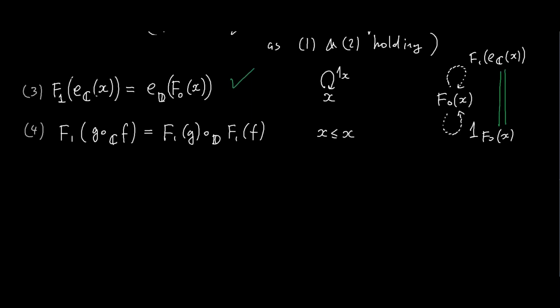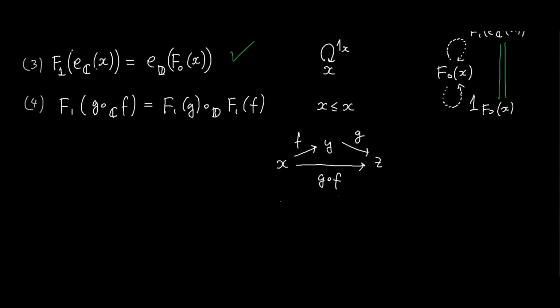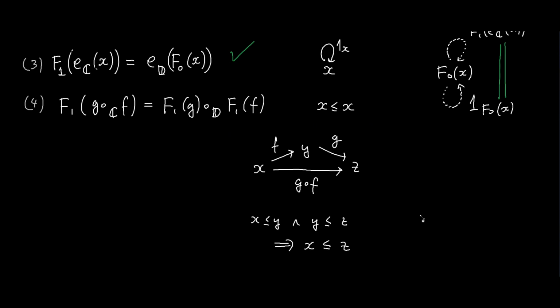Now let's look at the composition axiom. The composition axiom says that if I have arrows arranged this way, f and g, and I compose them, but remember there is only one way of composing them, that is exhibited by the transitivity law. If x is less or equal to y and y is less or equal to z, that forces x to be less or equal to z by transitivity. It's one of the axioms of a preorder.